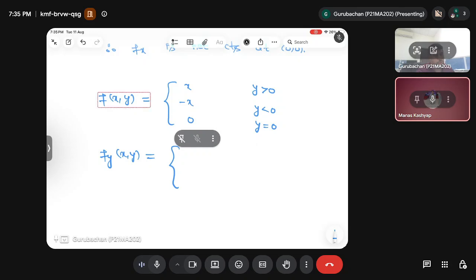It is acting like this: y is equal to x, y is equal to minus x, at 0. Yeah, it is not differentiable at 0. Oh, sorry. We have to talk about only continuity in that way. It is continuous at 0, but not differentiable at 0. So fy is 0 for all y.